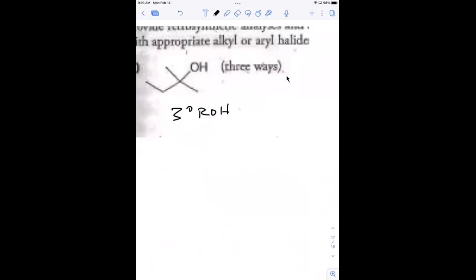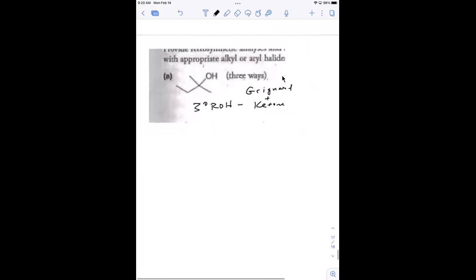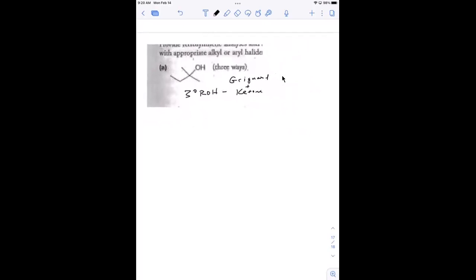Ketone and a Grignard. Say that again. I heard the Grignard part. A ketone and a Grignard? Yes. It'll be a Grignard plus a ketone. If it's a secondary alcohol as the product, then it'll be a Grignard plus an aldehyde. All right. So where are my 3 potential Grignard reagents on this alcohol?